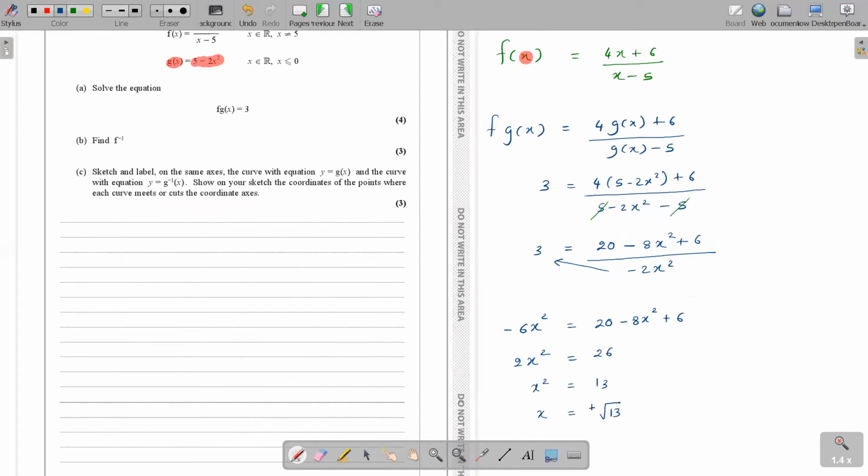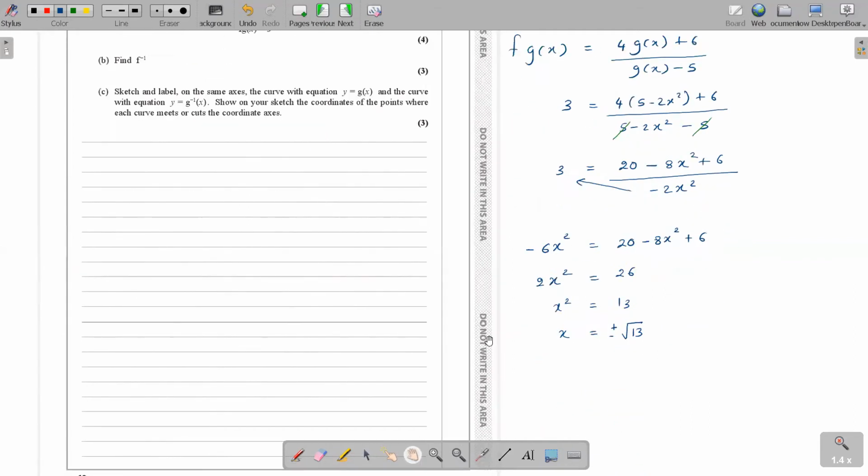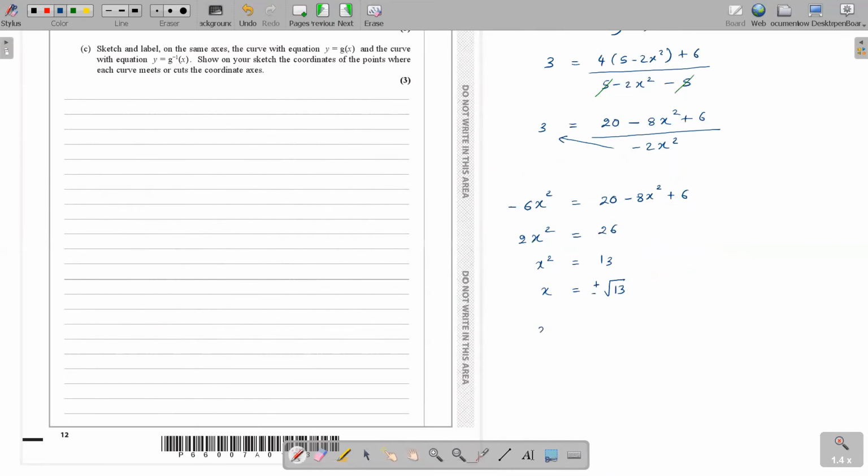So remember, when you take the square root, it's plus or minus. So x equals plus root 13 or minus root 13. And then we need to choose the correct figure here. We know x values are not equal to 5 and x values are less than 0. So you need to choose the proper figure here. The correct answer for x should be x equals negative root 13.